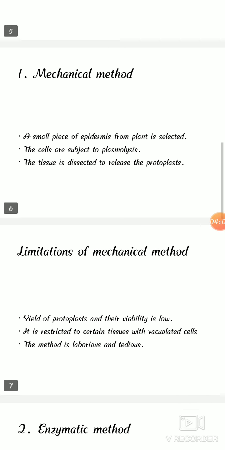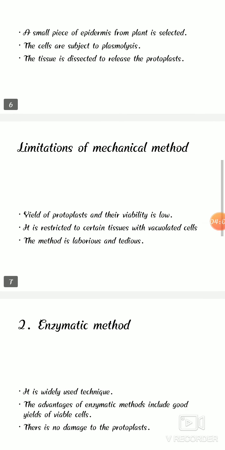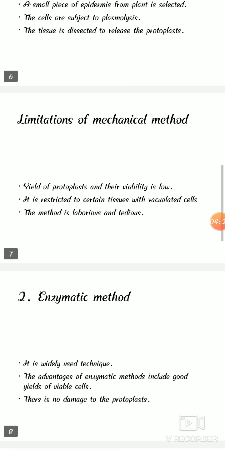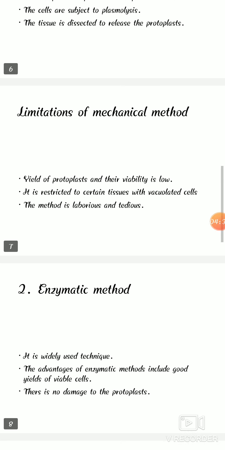Moving towards the limitations of the mechanical method, isolation of protoplast is restricted. Number one, the yield of protoplasts and their viability is low, as we are using mechanical methods, so protoplasts also get damaged, which causes a low yield and low viability. It is restricted to certain tissues and vacuolated cells, and this method is very laborious and tedious. Some workers prefer the mechanical method if the cell wall degrading enzymes cause a deleterious effect on protoplasts.